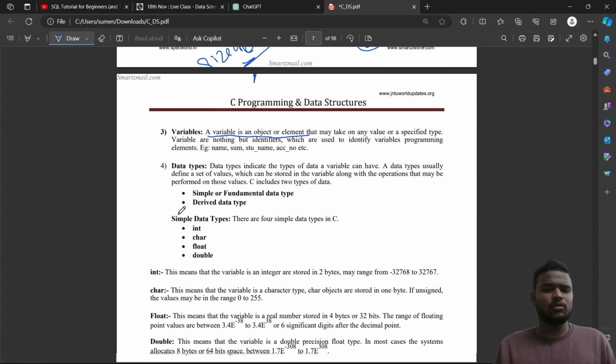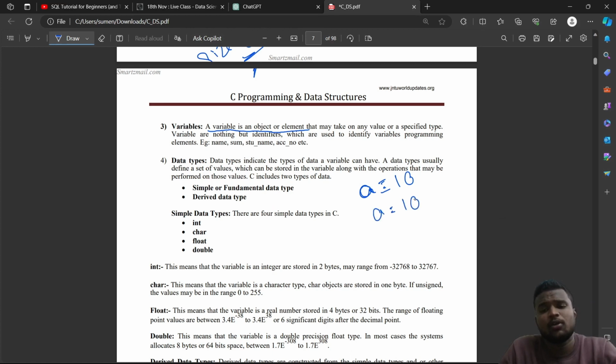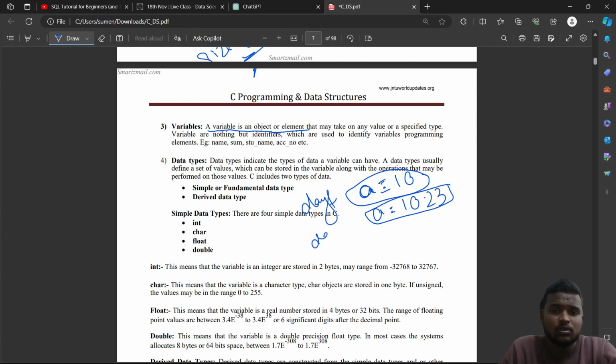Now data type. This is a very important thing. What is a data type? We know that a variable is nothing but something which is used to store the data. So when you give a equals to 10, it means that the value 10 is being stored in a, right? In the same way, we can also say 10.23, right? So for different constants, we have to give different data types. Otherwise, the system will not understand which variable we are giving. So it is very important to give the data type at the beginning for the system to understand. This is very important, right?